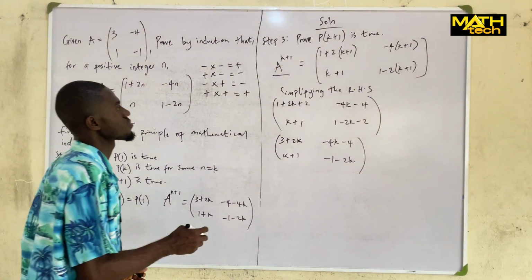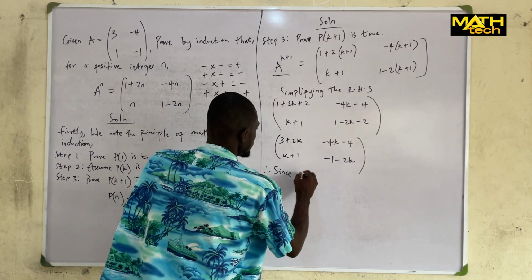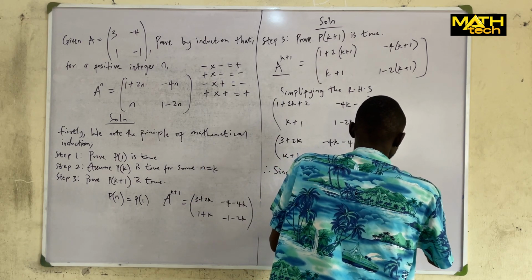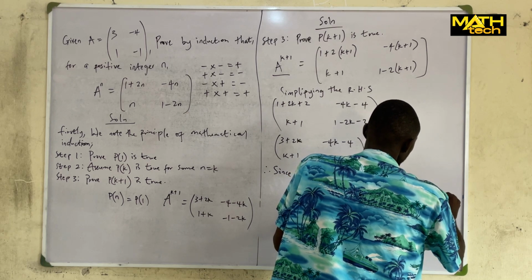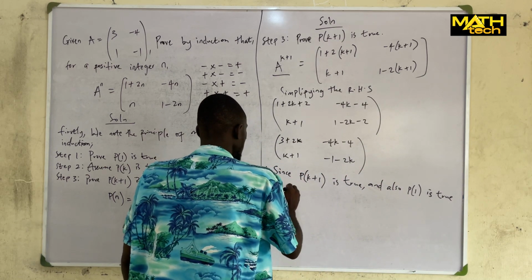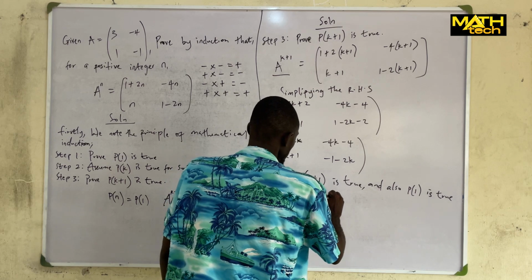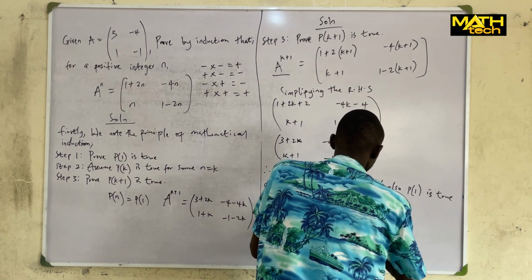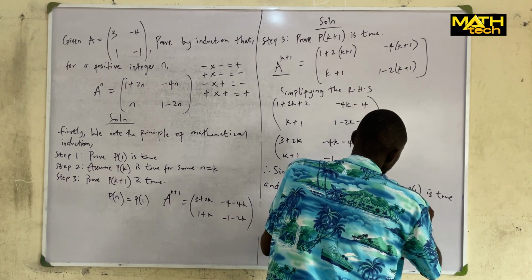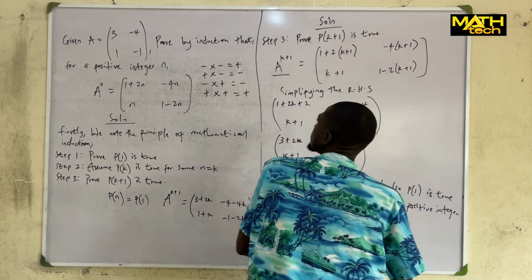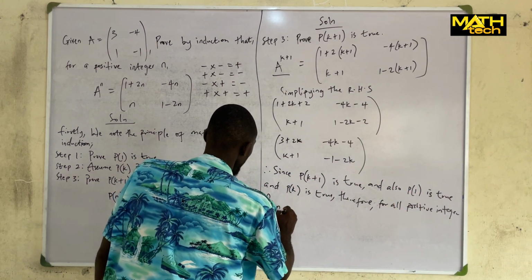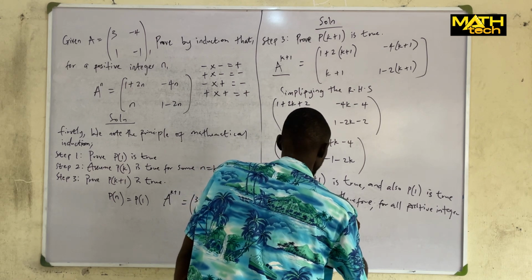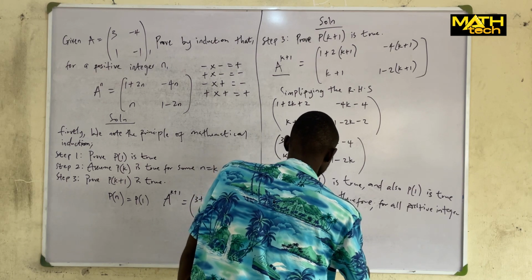So at this point, we conclude, since p of k plus 1 is true, and also p of 1 is true, and p of k is true, therefore for all positive integer n, a raised to the power n is equal to the matrix with entries 1 plus 2n, minus 4n, n, and 1 minus 2n.